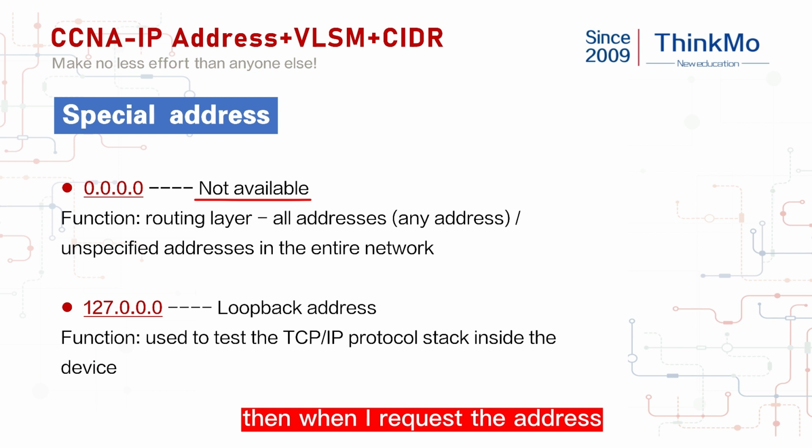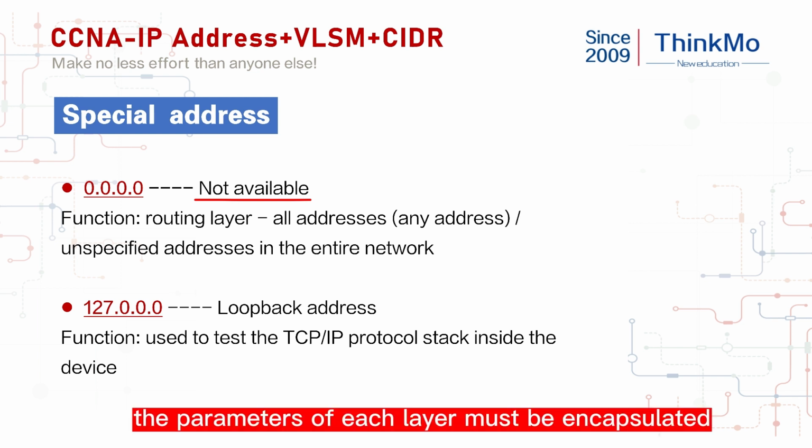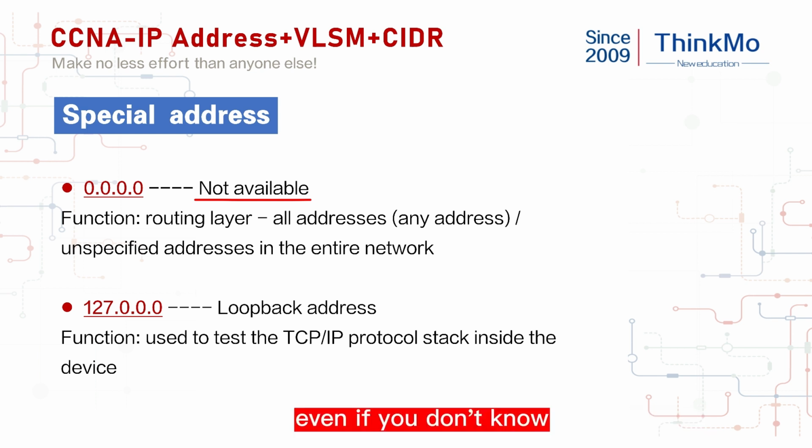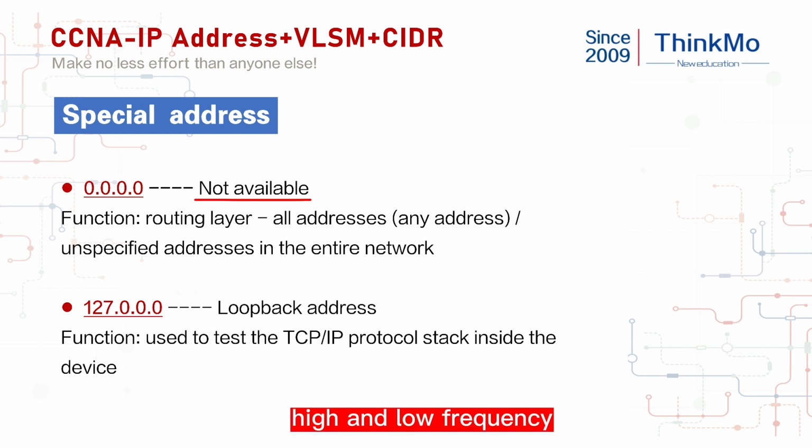Then when I request the address, I need to package the data, that is, the data is encapsulated. For data communication, the parameters of each layer must be encapsulated. Even if you don't know, also fill in a "don't know", because this field cannot be left blank. For the link, packets are actually bit streams, which is what we call an electrical signal. High and low frequency is the electrical signal transmitted.